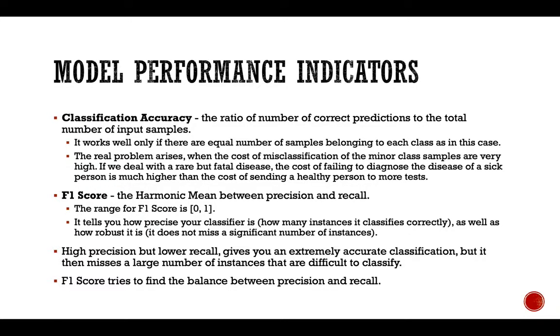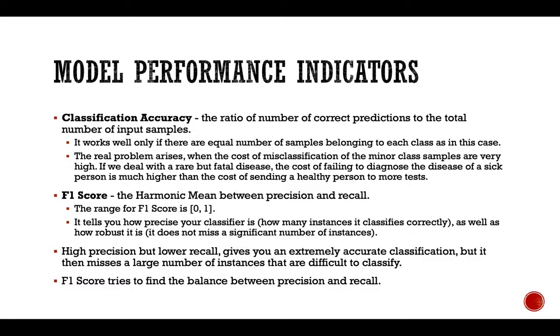I'll be using classification accuracy and F1 score as model performance indicators. Classification accuracy is the ratio of the number of correct predictions to the total number of input samples. It works well only if there are an equal number of samples belonging to each class, as in this case. The real problem arises when the cost of misclassification of minority class samples is very high. If we deal with a rare but fatal disease, the cost of failing to diagnose the disease in a sick person is much higher than the cost of sending a healthy person for more tests.